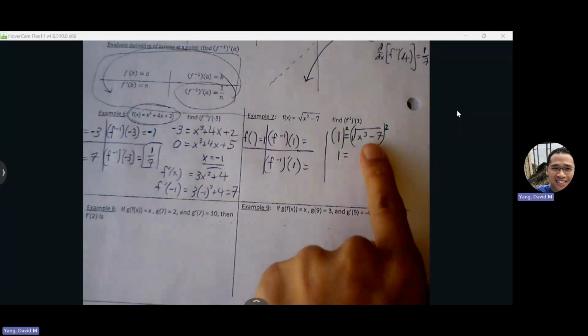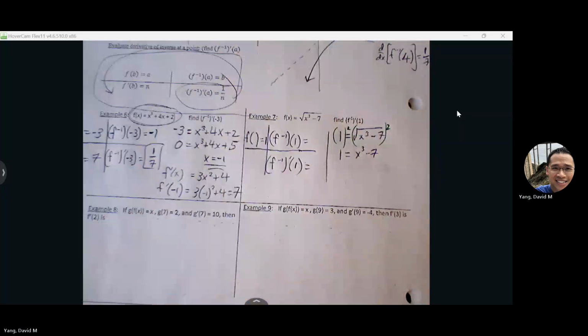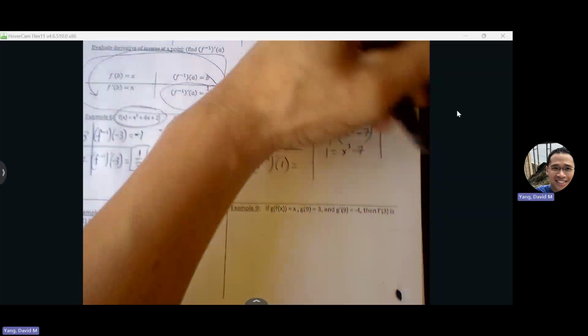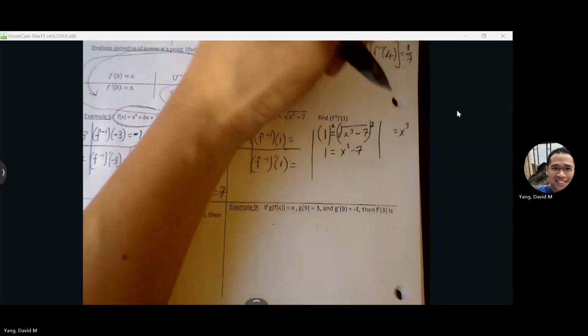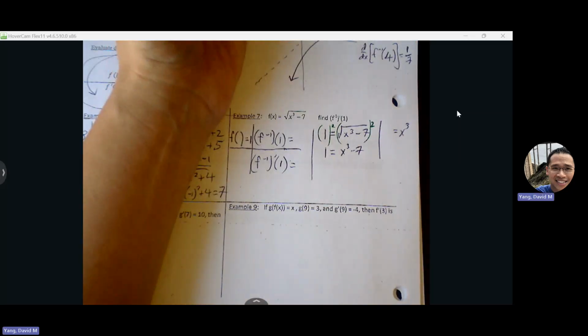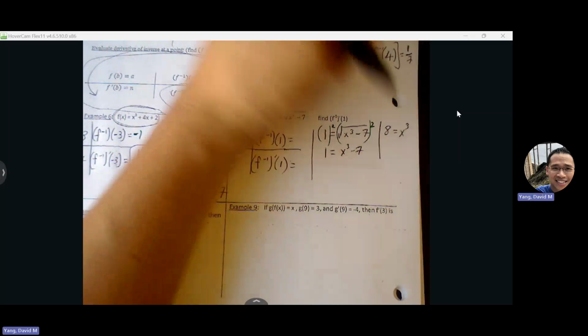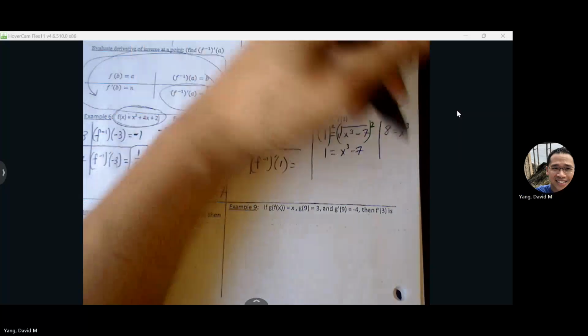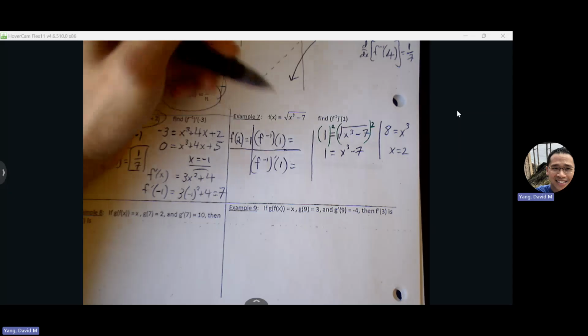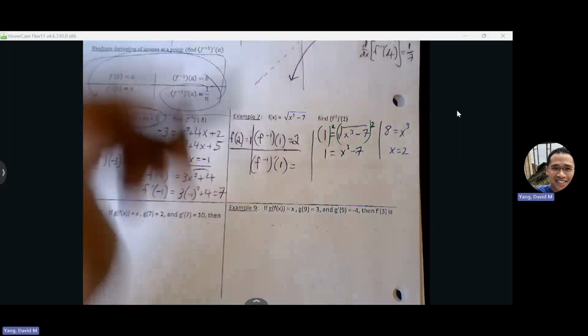1 is equal to x cubed minus 7. Solve for x. X cubed equals what? Add 7 to both sides, 8. Okay, take the cube root of 8, 2. All right, so we've established our relationship. There's an ordered pair 2, 1 on the function, and there must be an ordered pair 1, 2 on the inverse.